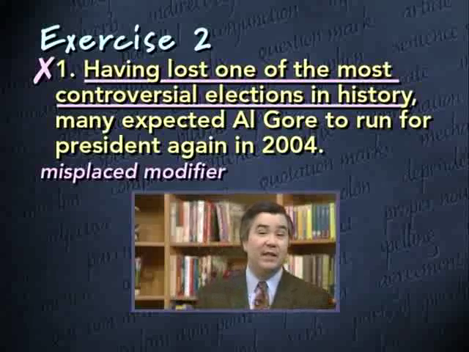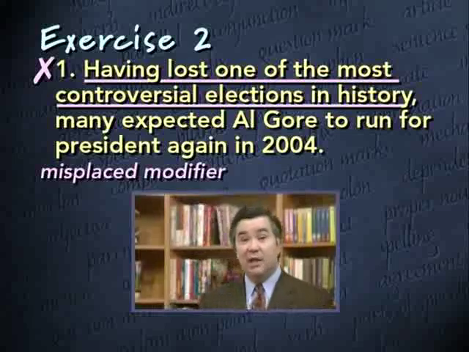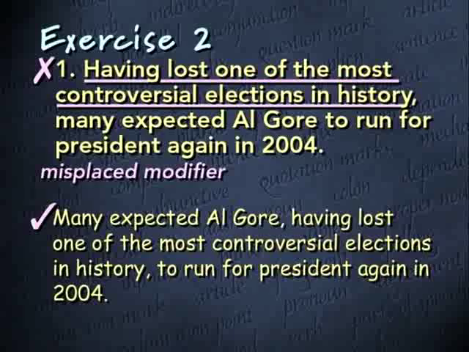So one way to fix it would be to simply move the entire phrase next to Al Gore, in which case the sentence might read like this. "Many expected Al Gore, having lost one of the most controversial elections in history, to run for president again in 2004." This is all right. It would be a perfectly correct way of fixing the sentence. It does put the modifying phrase right next to the word it's intended to modify, Al Gore.